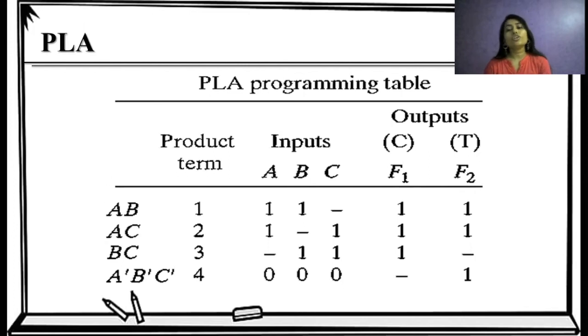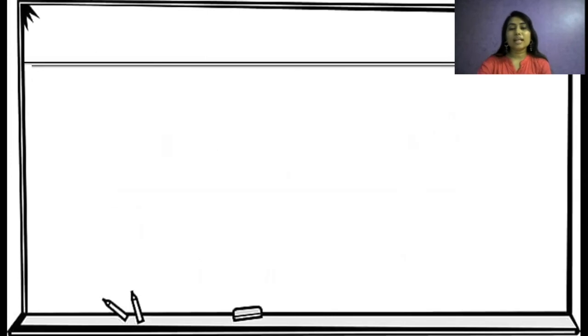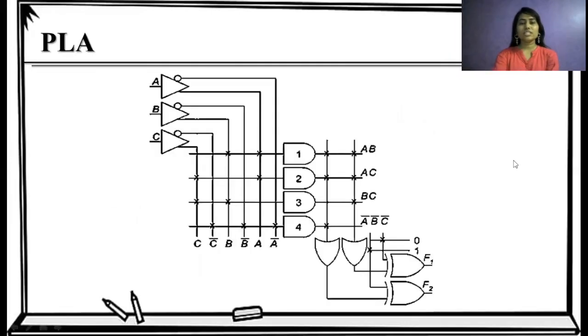That means for a normal form. So here this output F2 is in a normal form, and F1 is in a complemented form. Now this logical table can be implemented using PLA. Here we have a logical diagram of this logical function using PLA. Now F1 is in a complemented form and F2 is in a normal form.